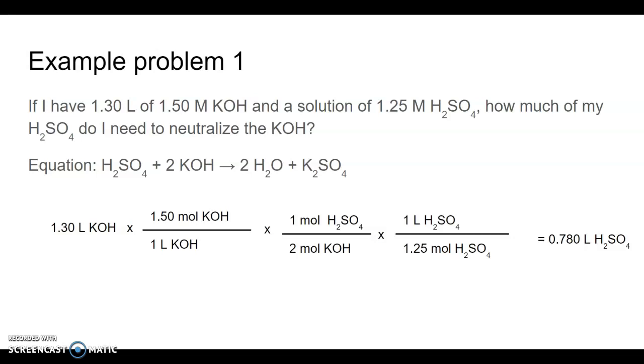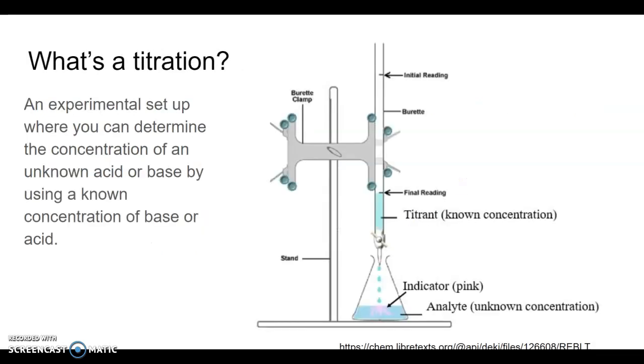Still just stoichiometry. Now, I also said this video is going to talk about titrations. Titrations are just experimental setups, usually where you're determining the concentration of an unknown acid or base. You might know the identity of the acid or the base, but you won't know the concentration. Generally, you do this by taking advantage of a neutralization reaction.